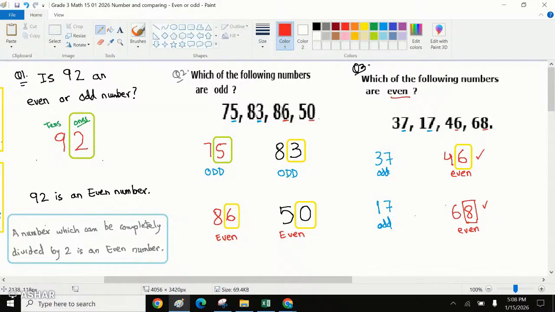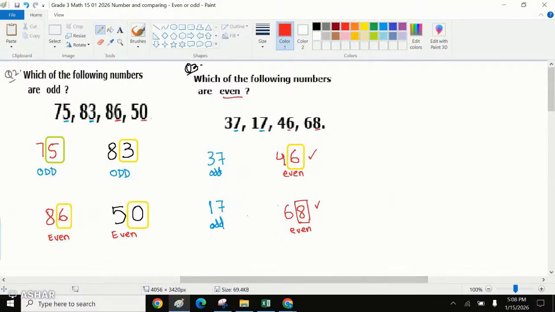We just had to find the even numbers, right? 37 and 17 were odd, whereas the numbers ending with 0, 2, 4, 6, 8 would be even. So we had to find the even numbers, and we can say these two numbers are the even numbers. Moving ahead. Yes, 0 is even.